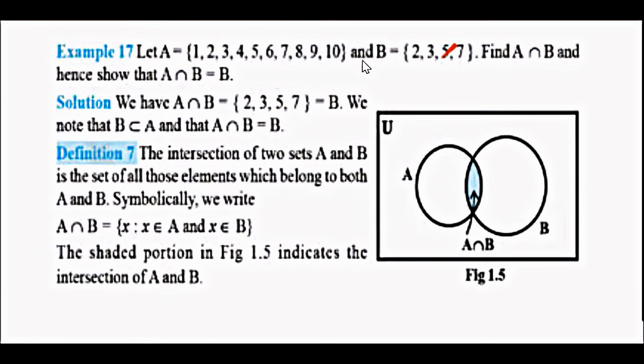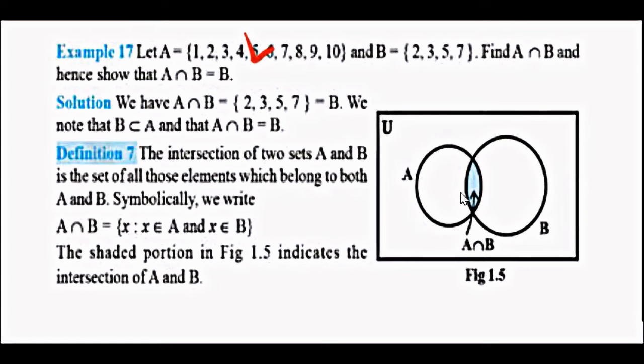There is one more thing to note in this example: when we intersect A with B, you get B. Why? Because B is a proper subset of A. So A intersection B, when B is a proper subset of A, will give you B only.